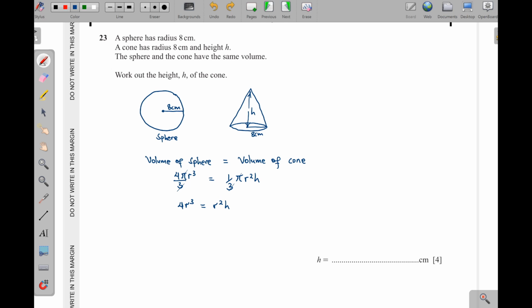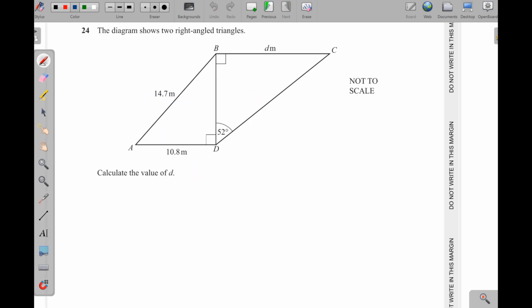Okay. Now I can also divide all through by r squared so that this one goes, and then you have here 4r, which is equal to what? H. So therefore our h is going to be equal to 4 times the r, which r is what? 8. So 4 times 8, that is 32. As simple as that. Then lastly, question 24. The diagram shows two right-angled triangles.